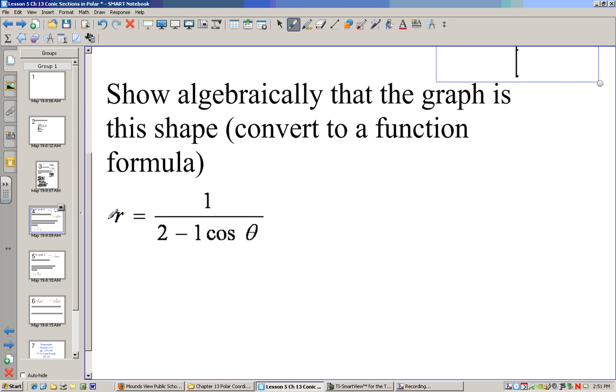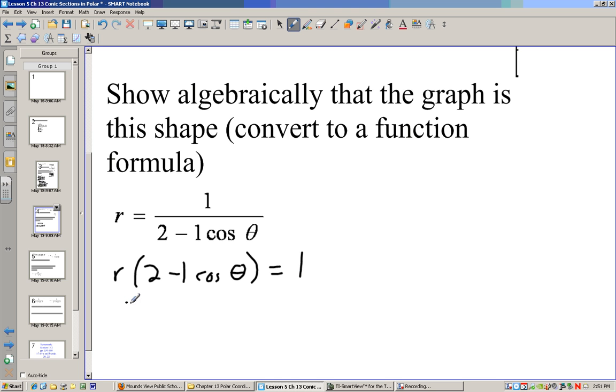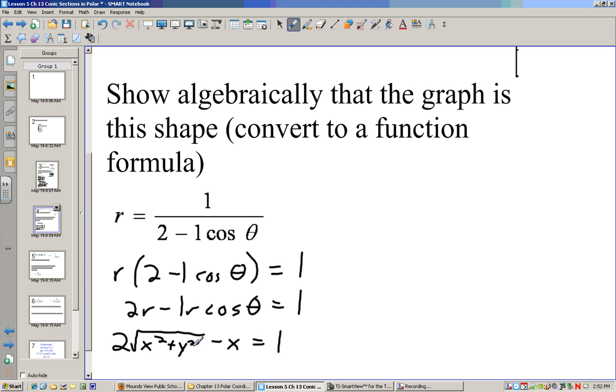Now I think if you feel like you can do this, you can pause it and try to do it yourself. It's fairly similar to the last problem. You multiply each side by 2 minus 1 cosine theta. Multiply over the parentheses. Now this is just going to be x, and this is going to be the square root of x squared plus y squared. If you don't understand this, you can go back to the previous slide and see the equations that I used.